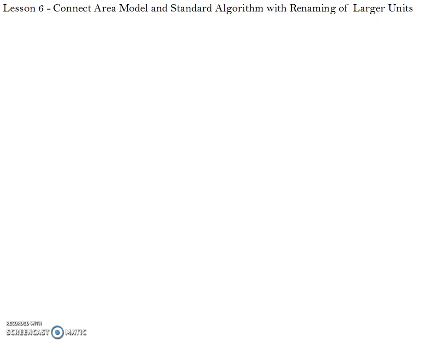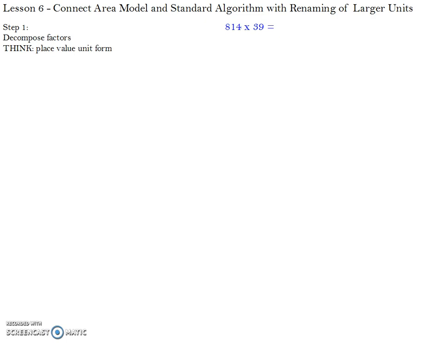Lesson 6 in Module 2 is going to be a continuation of connecting the area model to the standard algorithm, but this time we're going to be expanding our units and working with larger numbers, and then figuring out how we can work on renaming those large numbers in our area model. The equation that we're going to be working with is 814 times 39 equals blank.